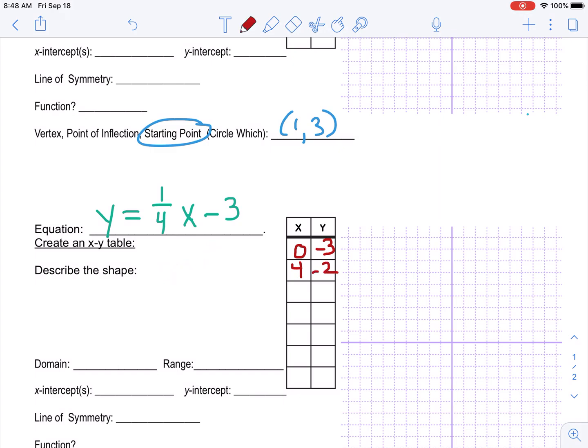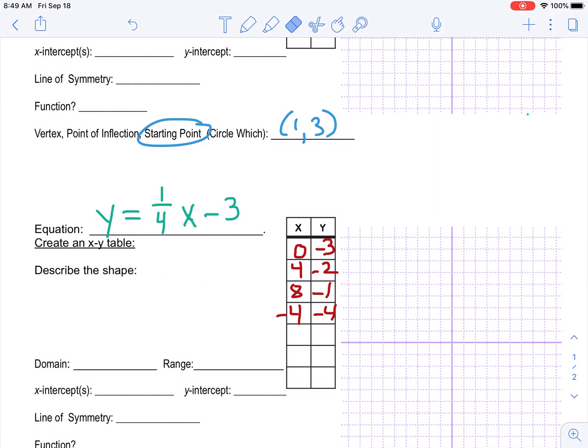Okay, let's try 8. 1/4 times 8. 4 goes into 8 2 times, and then 1 times 2 is 2. And then 2 take away 3 is -1. Okay, now 12 isn't going to fit on my graph, so let's go into negatives. So let's try -4. And so -4 times 1/4, the 4's cancel, but now we have a -1, and -1 minus 3 is -4. And then let's try -8.